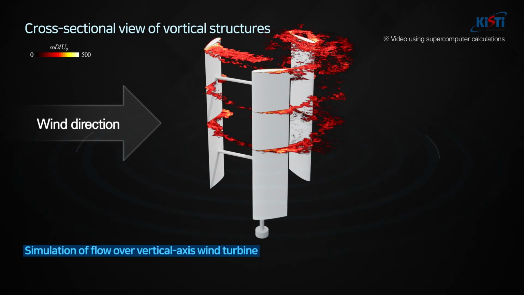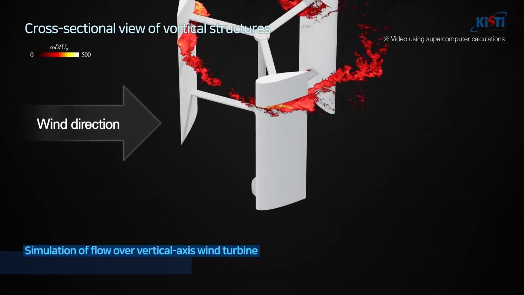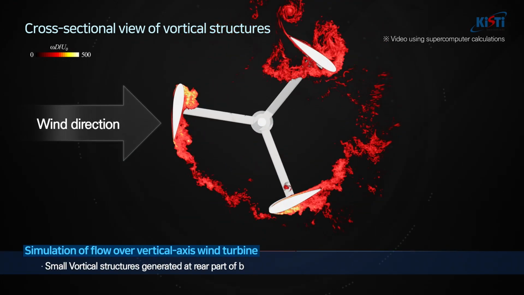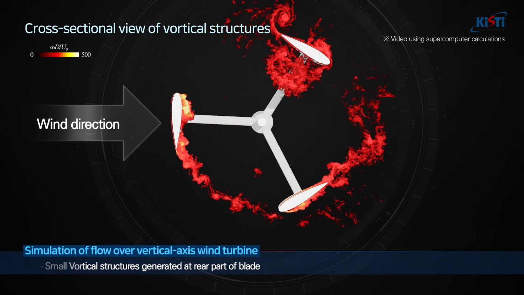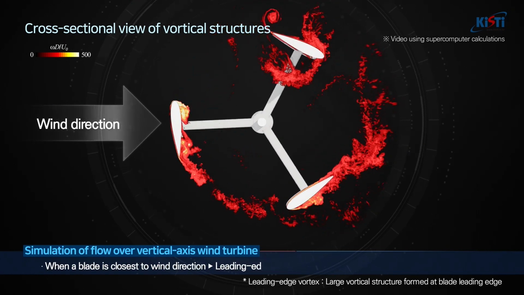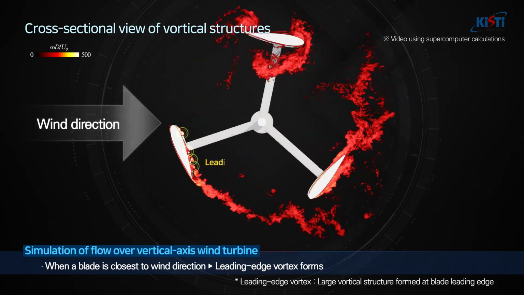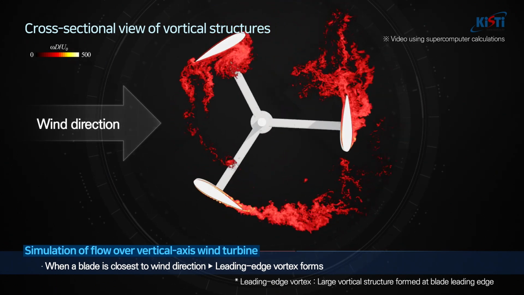Here is a two-dimensional cross-sectional representation of the airflow. You can see the small flow structures forming at the rear part of the blades. Notably, when a blade is closest to the direction of the wind, a leading edge vortex forms at the front part of the blade.